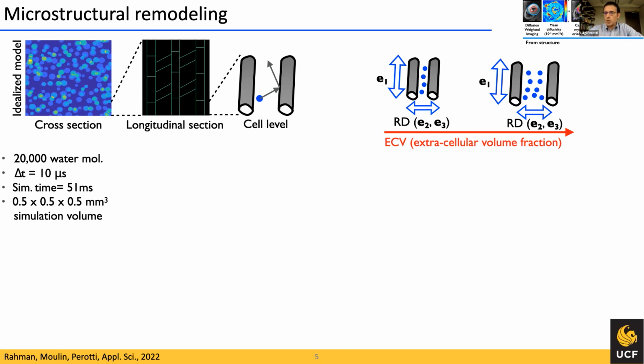And this, of course, will change the direction in which the water molecule can diffuse, and this will be reflected in the data that we measure. And we can simulate how this change at the microstructural level is reflected in CDTI data.